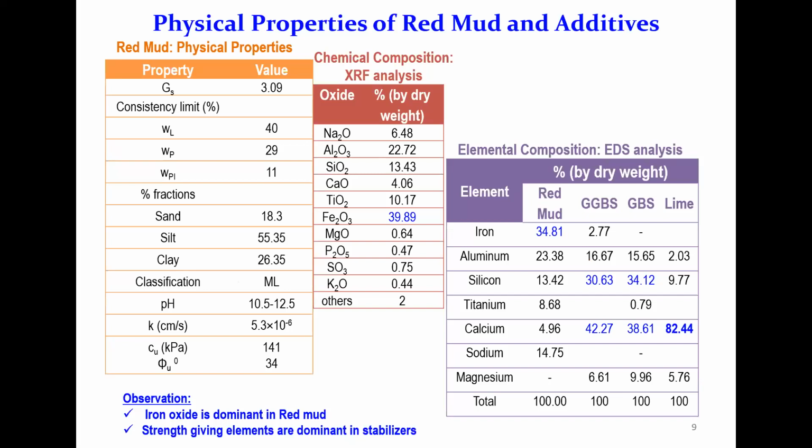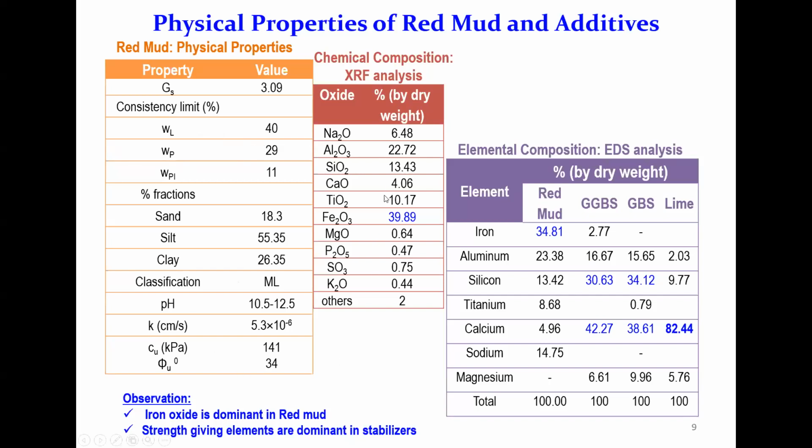So for those who don't have any idea, red mud is a waste material, but incidentally it shows some kind of consistency behavior. But if you look at fly ash, it doesn't show any kind of consistency, though the majority of the particle fraction is silt. Here also, in the case of red mud, the majority of the fraction is silt, but still it shows the consistency behavior, which is contrary to fly ash. Similarly, other waste materials as well.